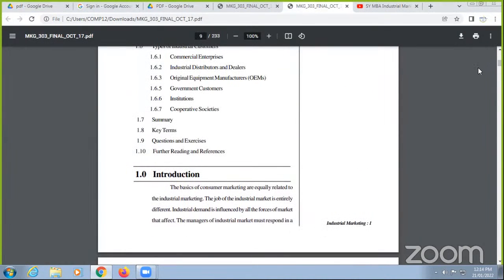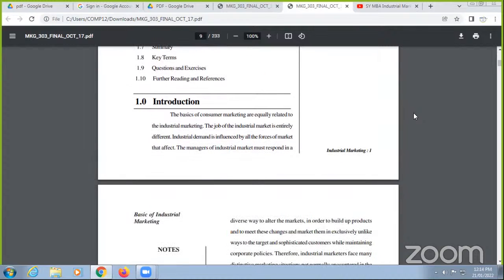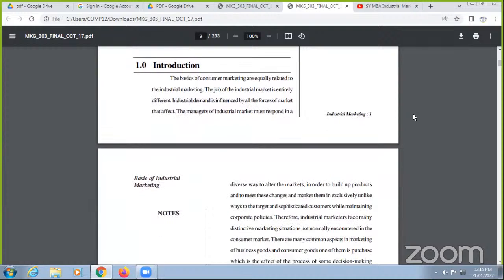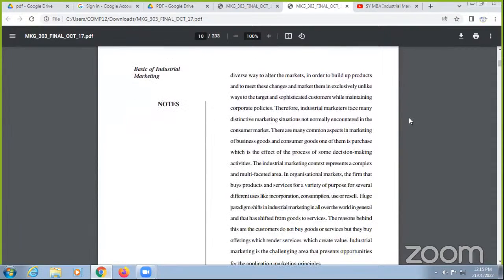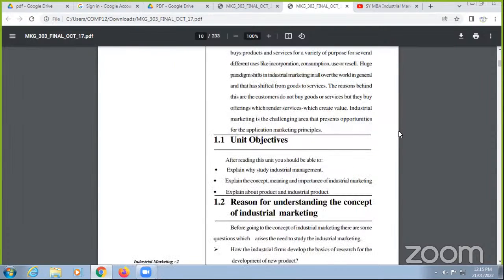The basics of consumer marketing are equally related to industrial marketing. The job of the industrial marketer is entirely different. Industrial demand is influenced by all the forces of the market. The managers of industrial marketing must respond in a diverse way to alter the markets in order to build, produce and meet this change, and market them in an extremely unlike way to target customers while maintaining corporate policies.